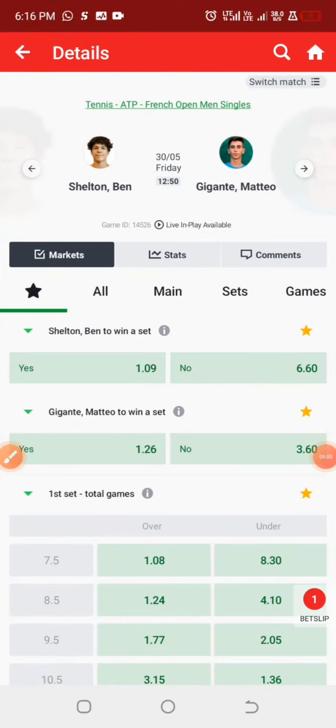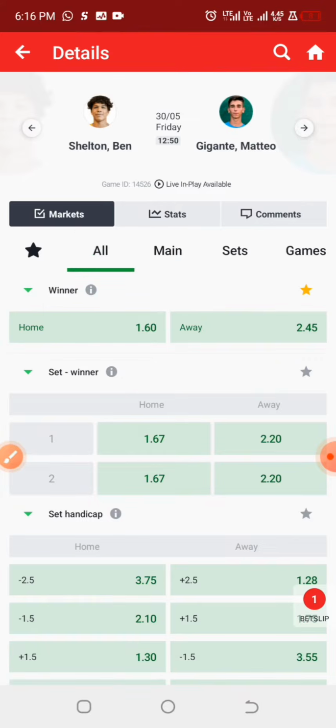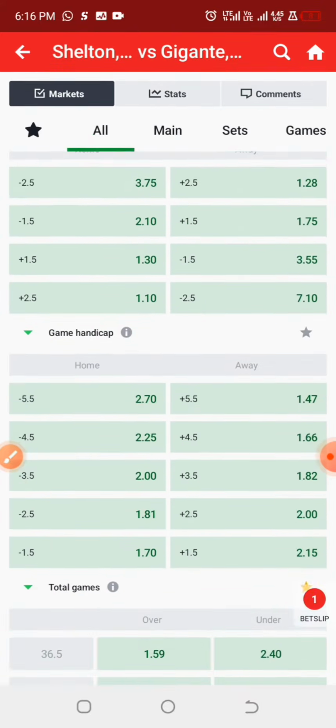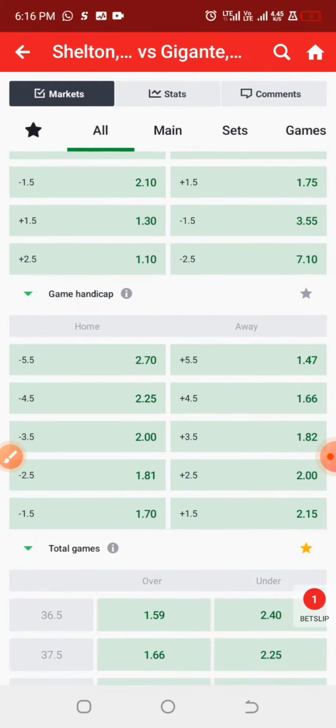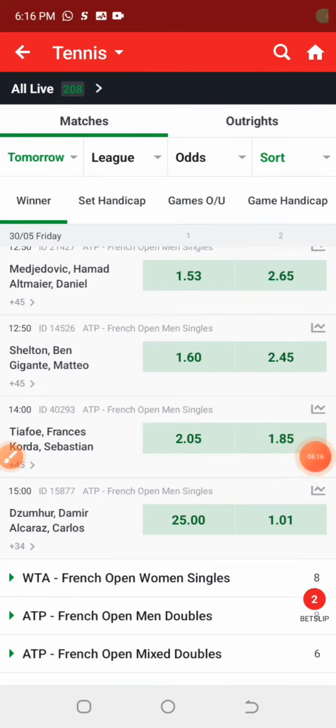For this match, the bookmakers are backing the away player with odd of 2.45 to win. Looking at it, the start is kind of tight, but we are going for the away player with handicap of 5.5. So let us check. We have two games already.